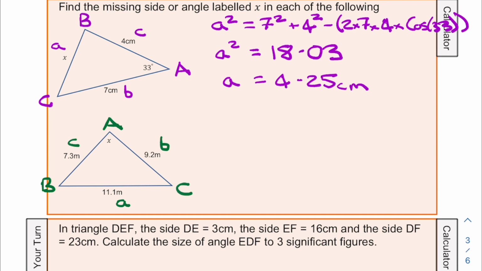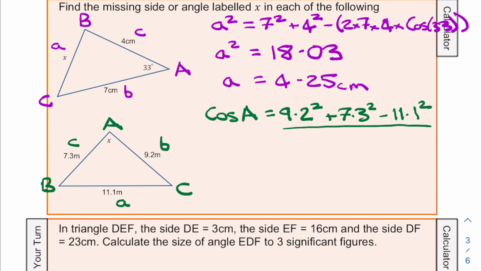Because we're trying to find a missing angle, I'm going to use the other form of our cosine rule. So that's where cos A is the subject. So lowercase b is 9.2. C is 7.3. And A is 11.1. And that's all divided by 2 times B times C.